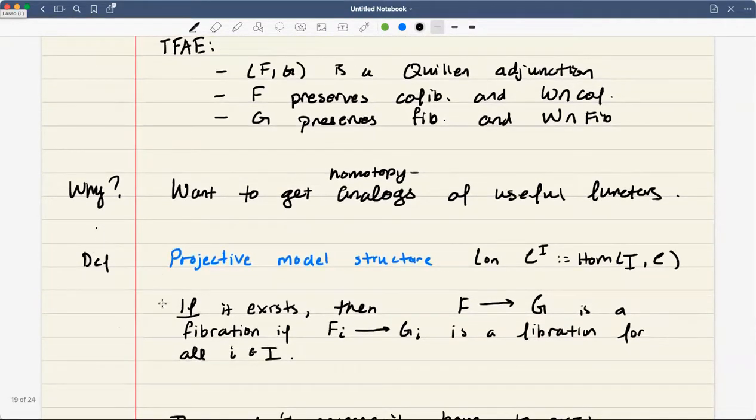Okay, there's this thing that comes up a bit from this point on, and these are projective model structures. If it exists, then it's the model structure such that, let's say on this C^I, which was just the functors from I to C, if it exists, then a functor is a fibration if, object-wise, it's a fibration.